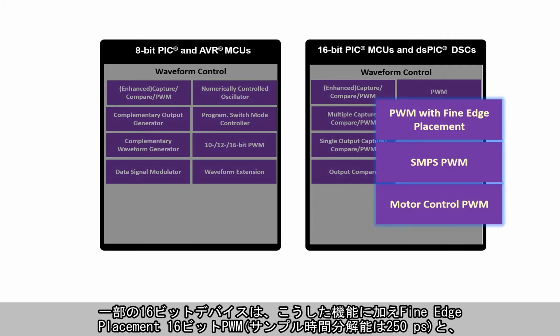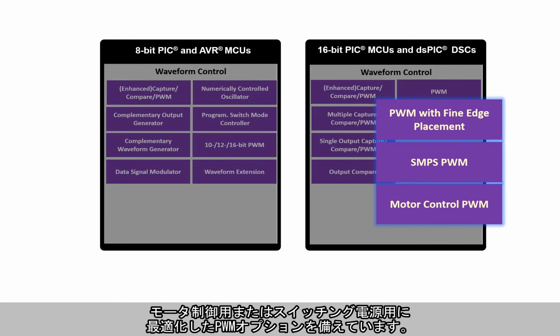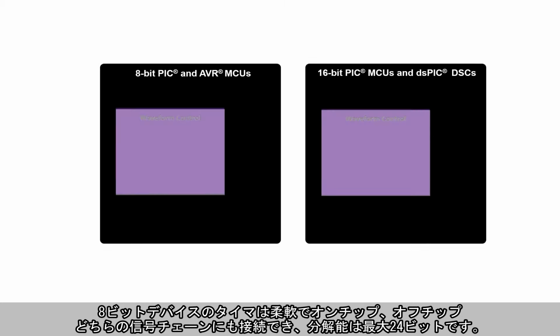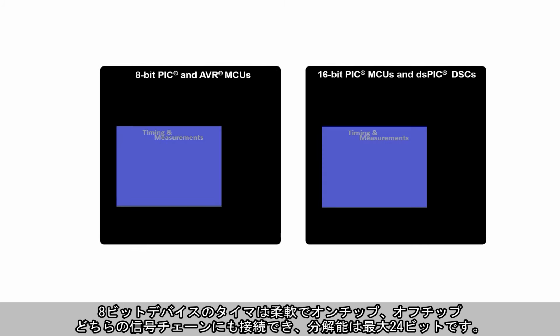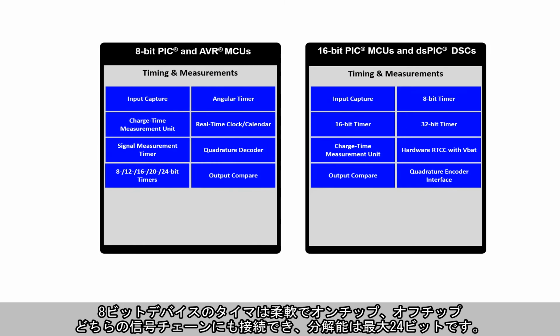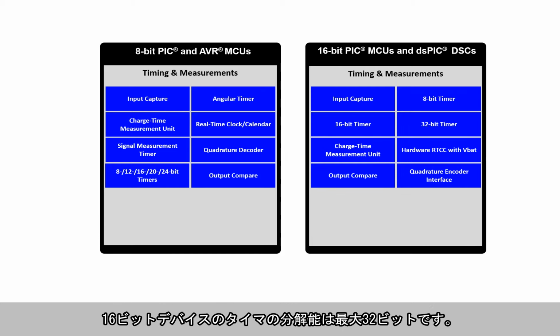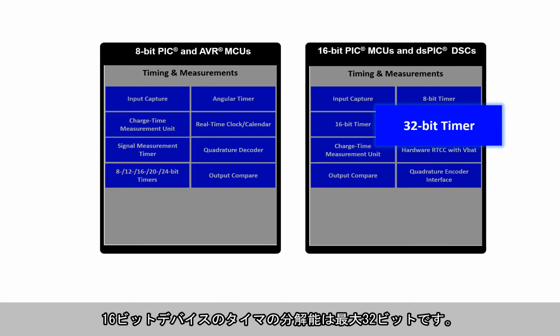16-bit devices expand on these capabilities with select products offering fine-edge placement 16-bit PWMs with 250 picosecond time resolution and options for PWMs optimized for motor control or switch mode power supply applications. Flexible timer options on 8-bit devices can interface with both on- and off-chip signal chains with resolutions up to 24 bits. 16-bit devices extend timer resolutions up to 32 bits.